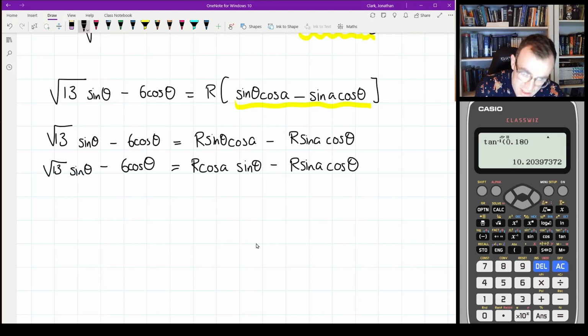Okay, since this is an equation, the two sides need to have the same amount. Specifically, I've got sine theta over here, and sine theta over there, and I've got a root 13 in front of it, and an r cos a in front of it here. What that tells me is these bits must be equal to each other.